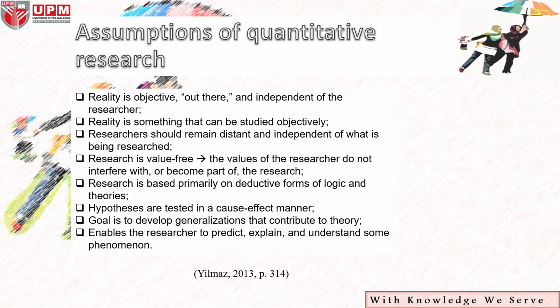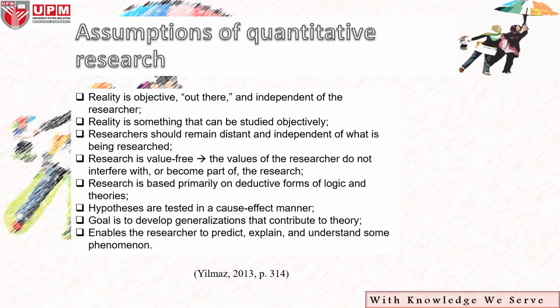That is why in quantitative, when you are collecting your data, the questionnaire is already completed, you just distribute the questionnaire to be completed by your respondents. It is objective, that is the only thing we measure. Okay, and reality is something that can be studied objectively. We do not give any meaning to the subject that we study. It is what it is. Researchers should remain distant and independent of what is being researched. The researcher is value free. The values of the researcher do not interfere with or become part of the research.